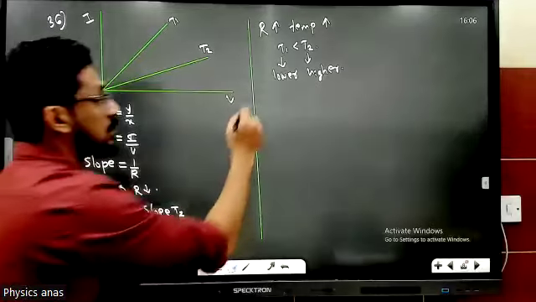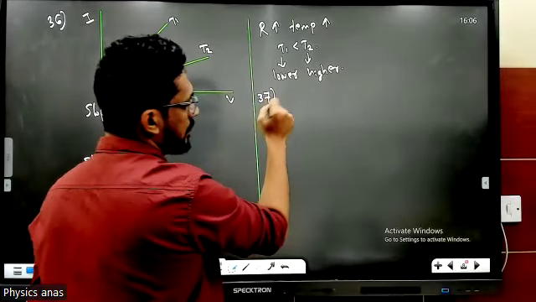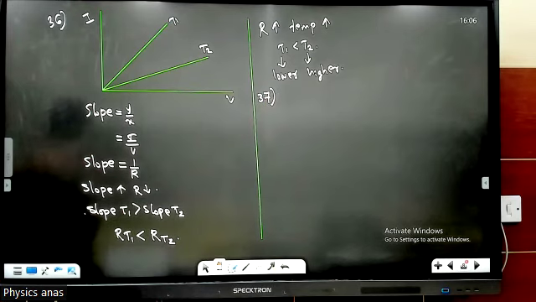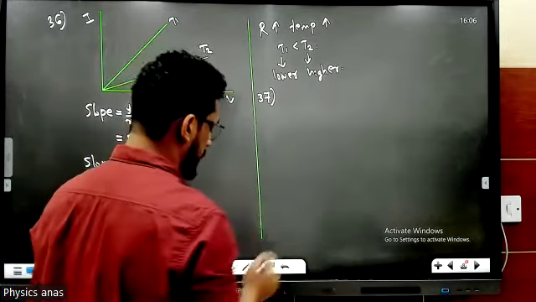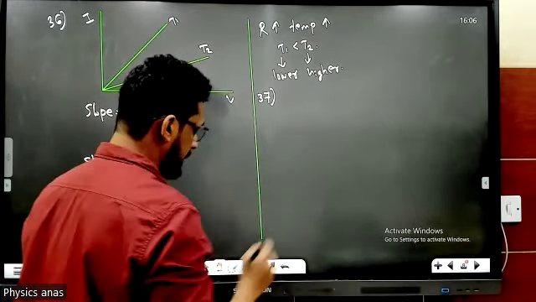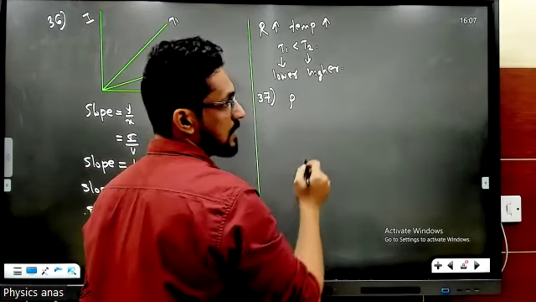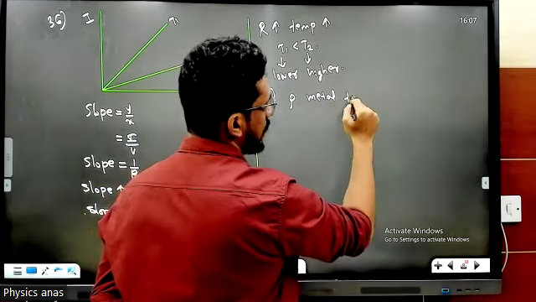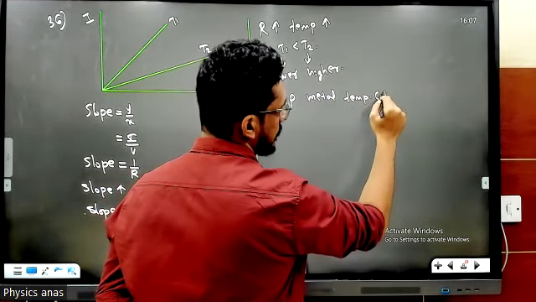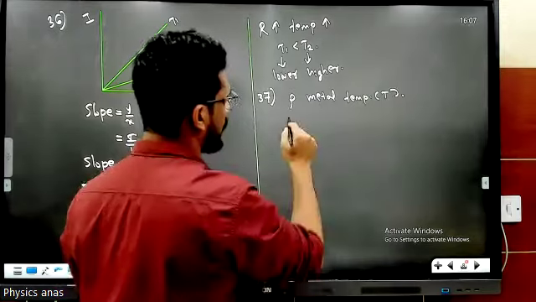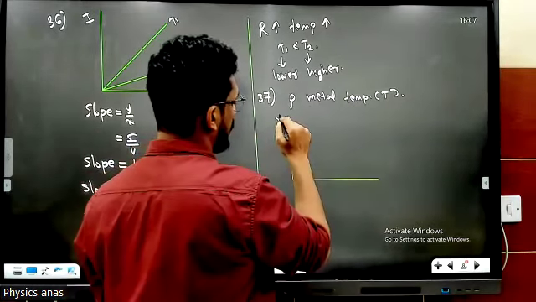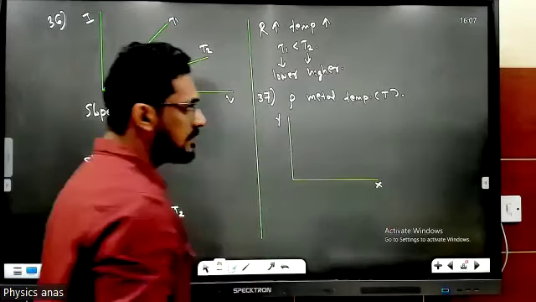Then question number 37. Another graph question. Plot a graph showing the variation of resistivity of a conductor with the temperature. Conductor means metal. Resistivity of metal with the temperature. What will be the shape of the graph? This is the y-axis. This is the x-axis.